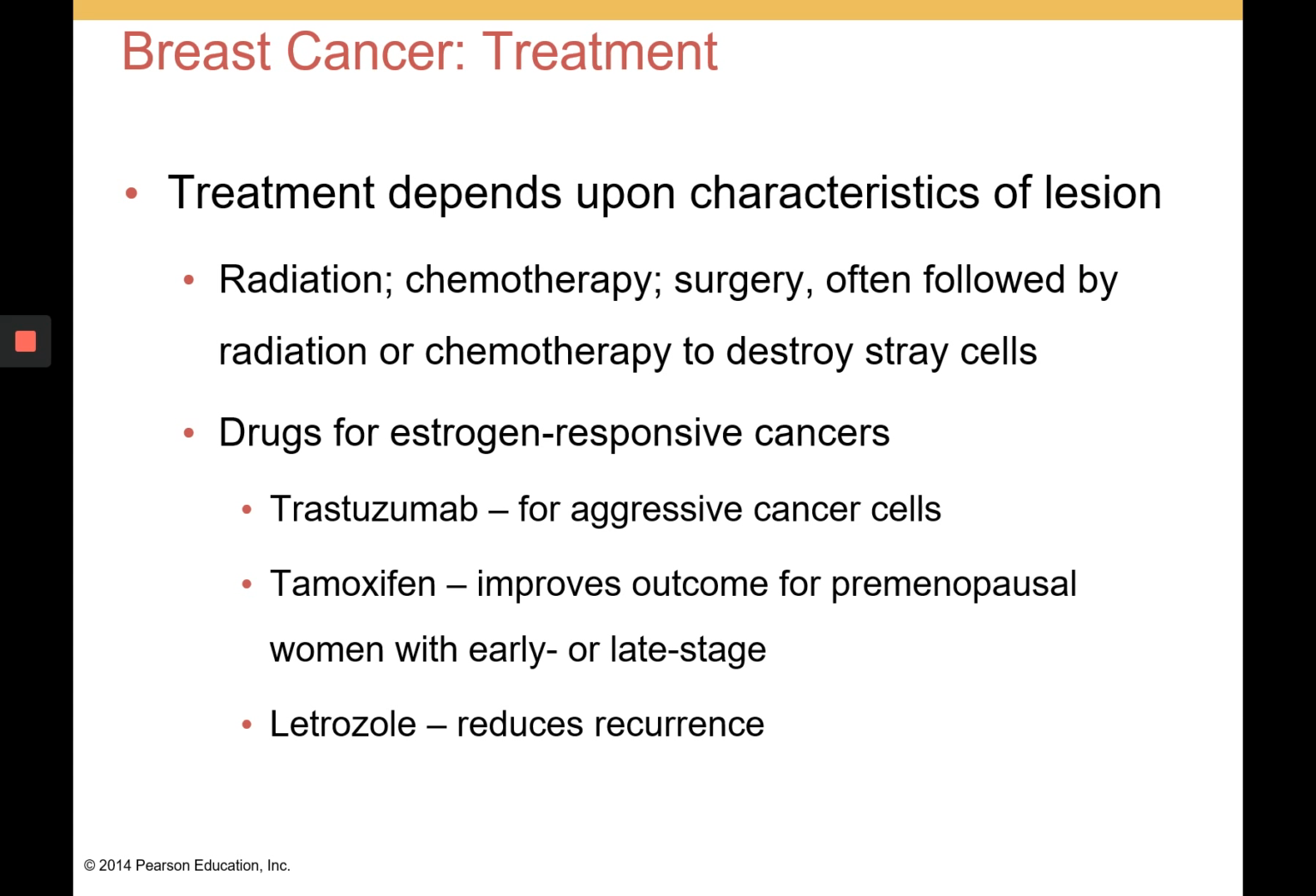And treatment depends on a couple of different characteristics, whether or not the cancer has metastasized, whether or not the cancer is responsive to estrogen drugs. So treatments can include surgery, but also radiation and chemotherapy. Sometimes surgery followed by radiation and chemotherapy to destroy any extra or stray cells that may have been missed, especially since breast cancer is metastatic. Drugs for estrogen-responsive cancers include trastuzumab, tamoxifen, and letrozole. And so depending on which cancer you have and whether or not it's estrogen responsive, your type of breast cancer can be treated a couple of different ways.